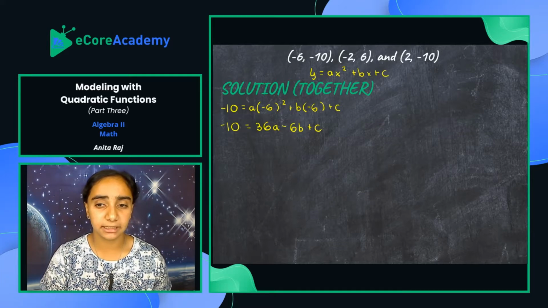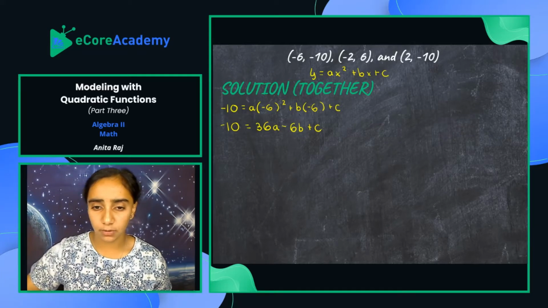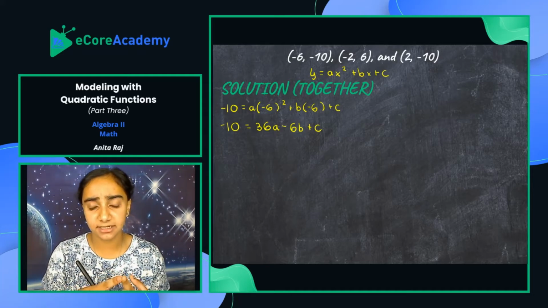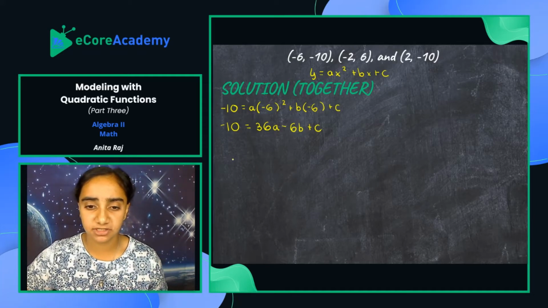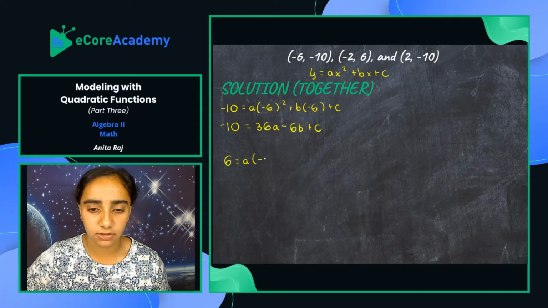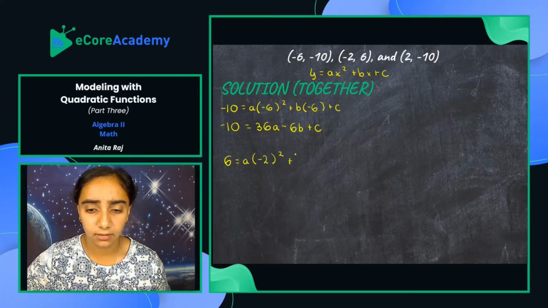So let's move on to the second point, negative 2, 6. We're going to do that right underneath here, plugging negative 2 in for x and 6 in for y. So let's do the exact same thing we just did. So 6 equals a times negative 2 squared plus b times negative 2 plus c.